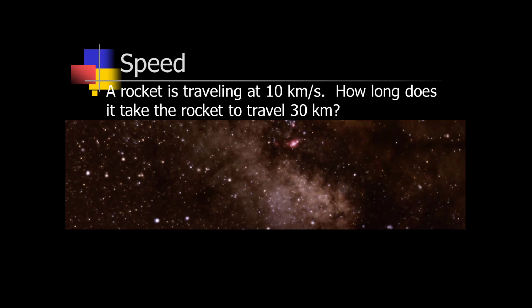Again, consider an example. A rocket is traveling at 10 kilometers per second. How long does it take the rocket to travel 30 kilometers? You can find the answer. We have the formula V is equal to S by T, or D by T. So time will be equal to S by V. Velocity is given and distance is given. We can divide these two and find the time. That is a simple calculation. You have to calculate that.